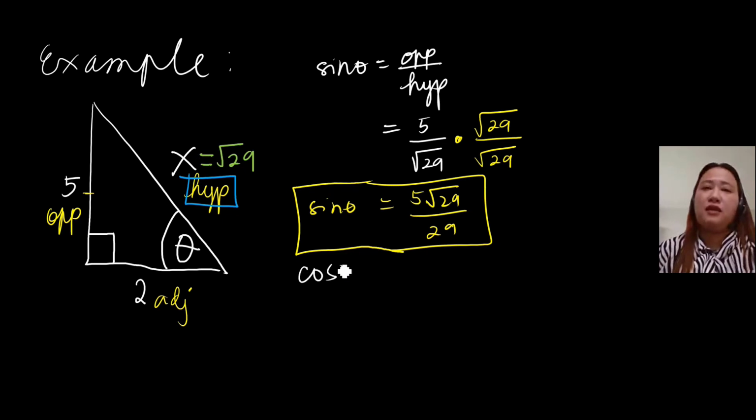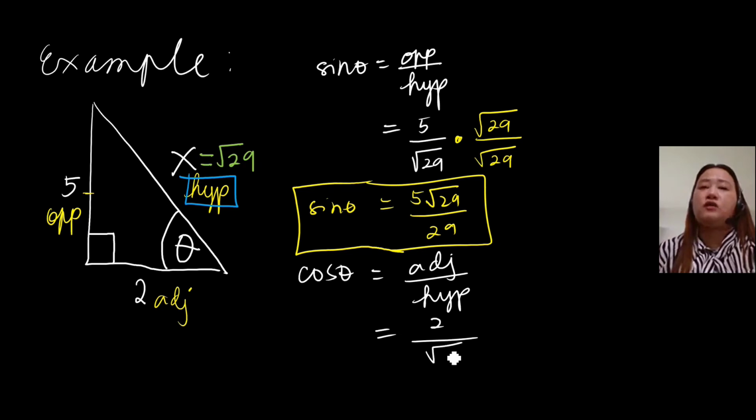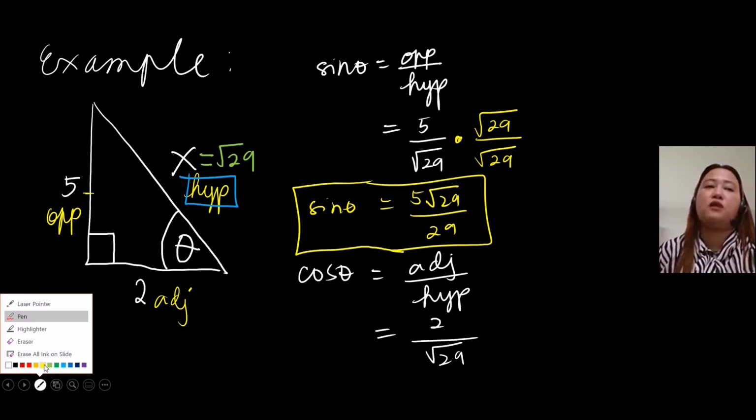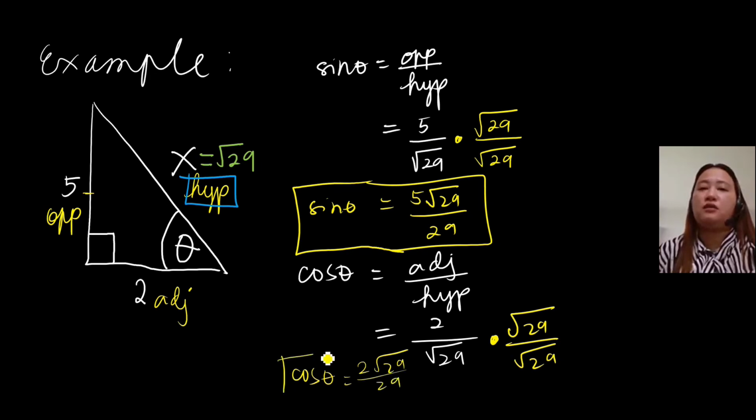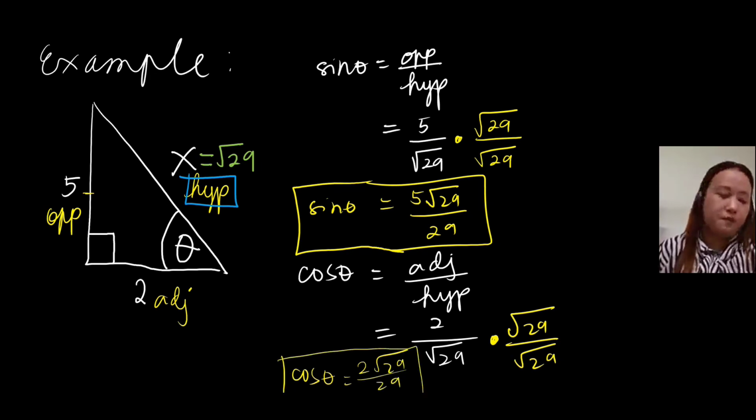Next, cosine theta. Cosine theta is adjacent over the hypotenuse. So substituting, adjacent is 2, the hypotenuse is square root of 29. Since the fraction has a radical in the denominator, you're going to do the same, so rationalize it. So cosine theta is 2 square root of 29 over 29. This is the answer.